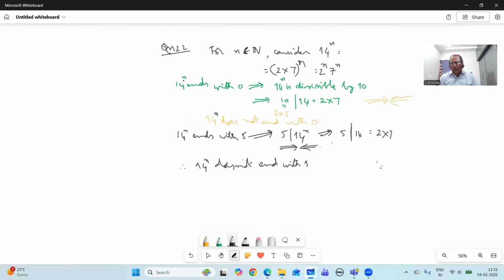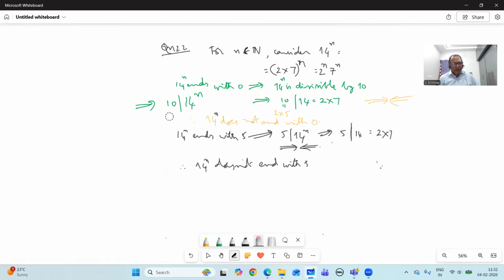First let us start with 14 power n ends with 0. So this gives that 14 power n is divisible by 10. If a number has 0 in its units place, 10 becomes a divisor of that. Okay. So if 10 divides 14 power n, from this we get 10 divides 14 power n.